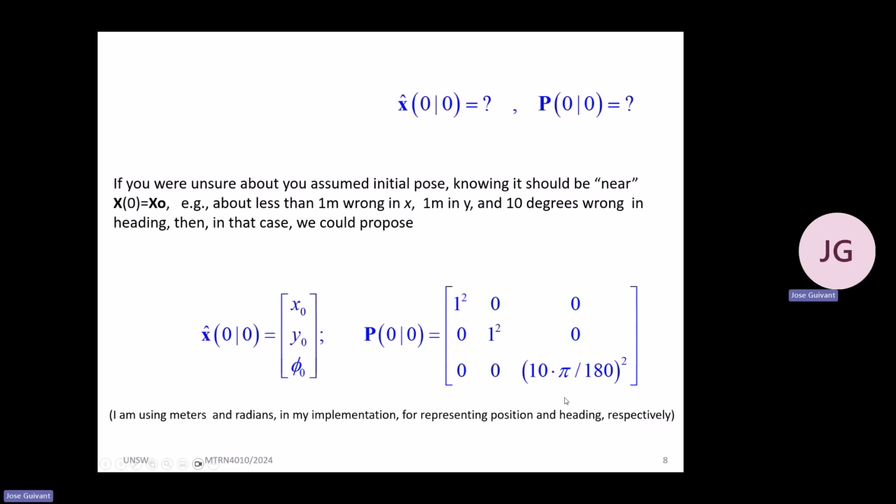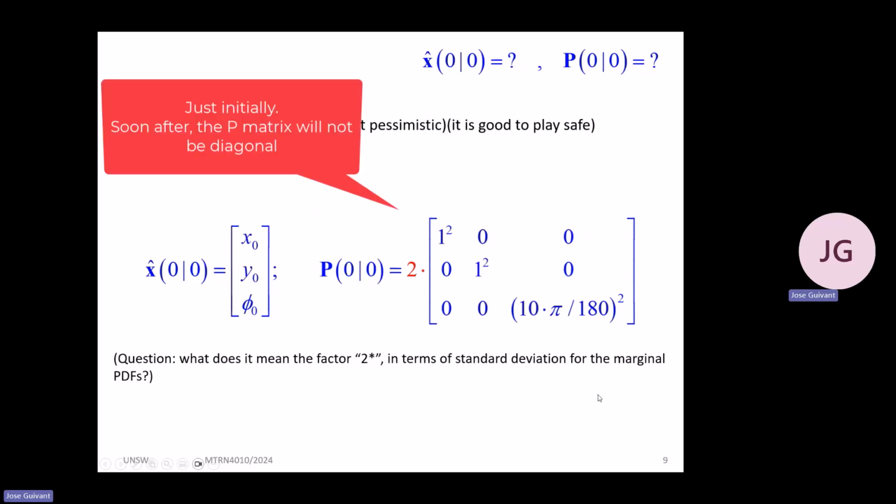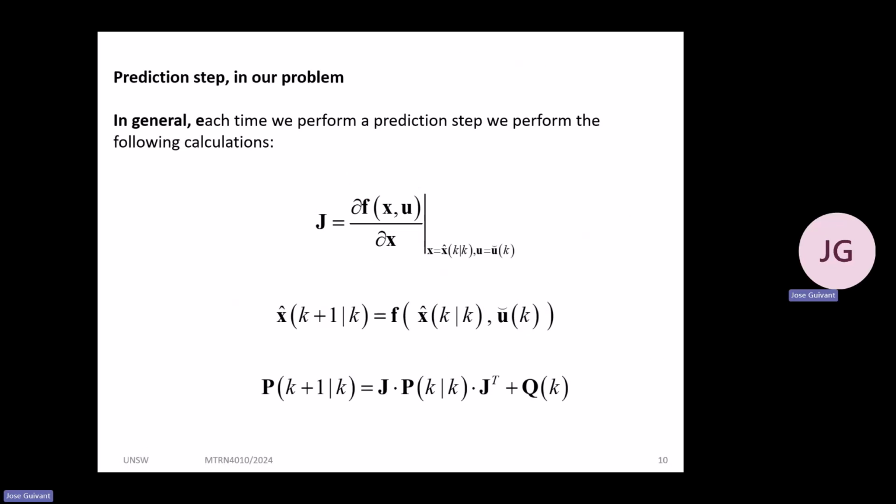We do have that. But suppose you want to be a bit safer, maybe the uncertainty is a bit more, and then you decide to multiply by 2, which is equivalent to multiplying each of the initial standard deviations by the square root of 2, about 50% more. Why do you have zeros here? Because I know that there is no statistical dependency in my uncertainty about x, y, and phi. So they are sort of independent. This is why my covariance matrix is perfectly diagonal.